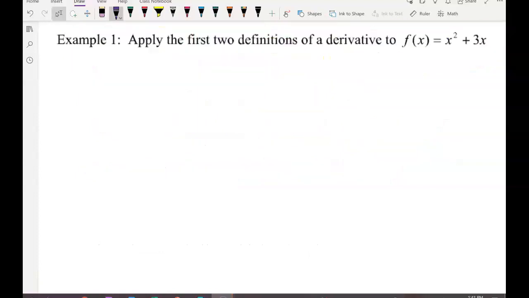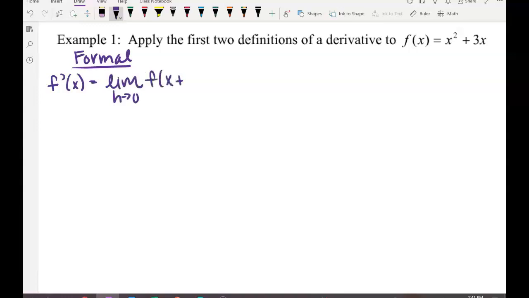Example 1 says, apply the first two definitions of a derivative to the function f of x equals x squared plus 3x. So we are going to get to try both derivative definitions. So here's the formal definition. The formal definition, students, says f prime of x is the limit as h approaches 0 of f of x plus h minus f of x all over h. Ready?